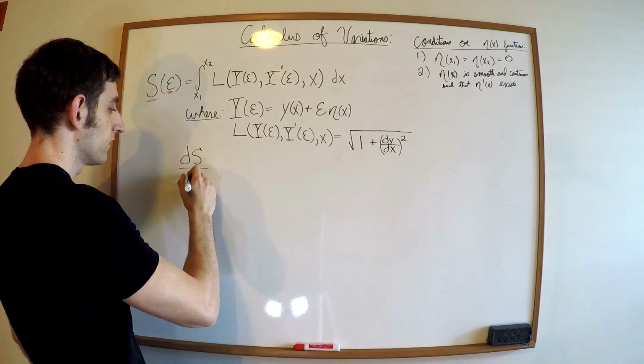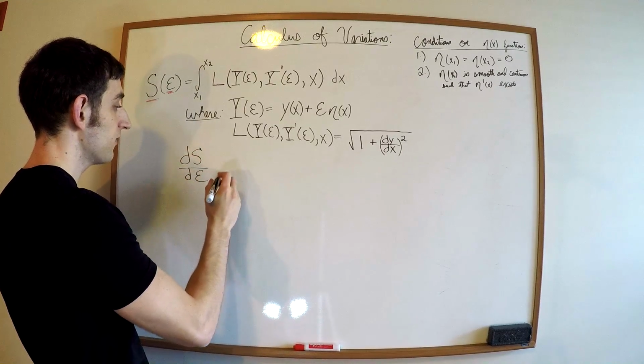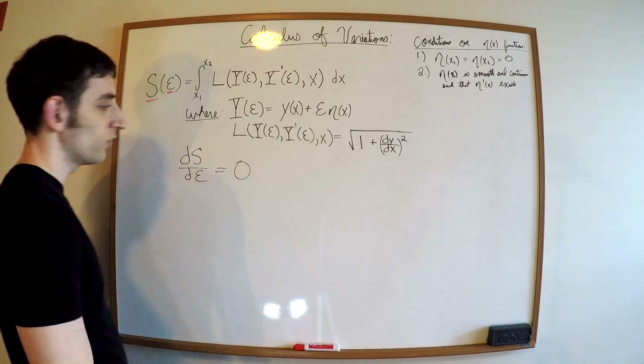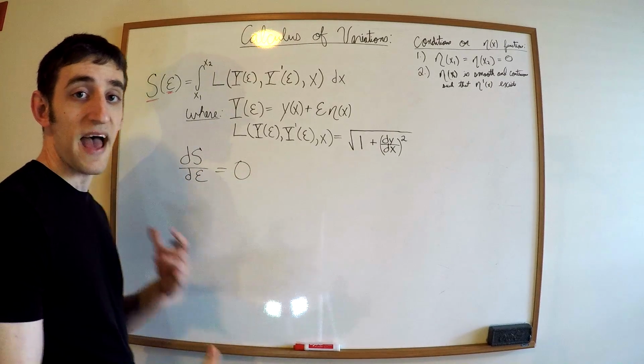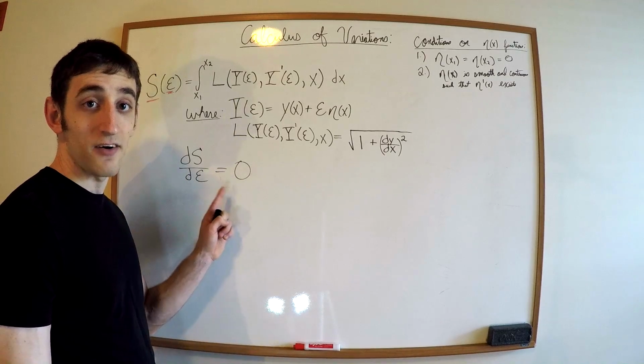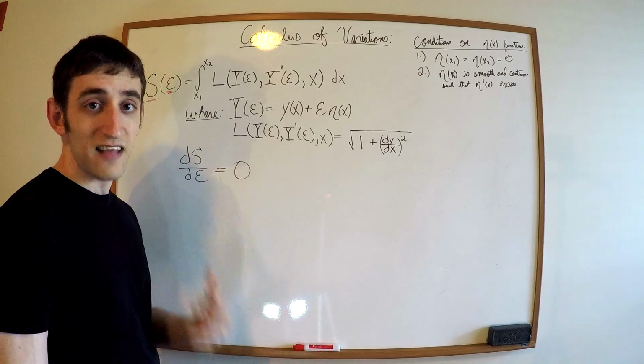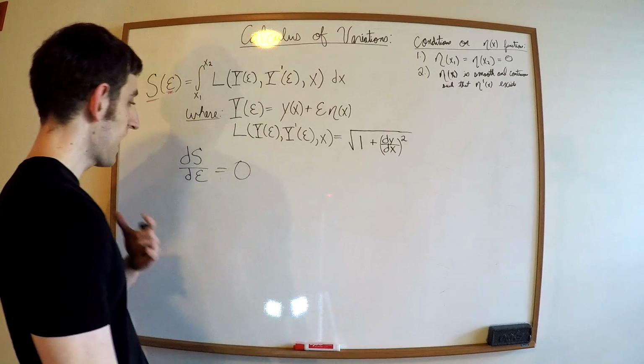So we're going to say that dS d epsilon, we're going to set that equal to 0. And then we're going to find a path that allows us to guarantee this condition, right? Because that's what we're really interested in. So how do we do that?